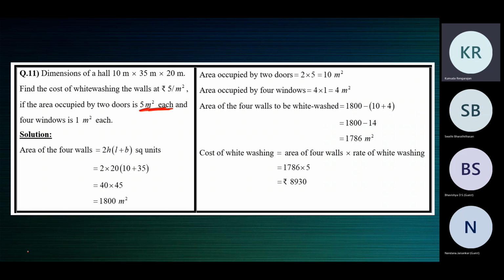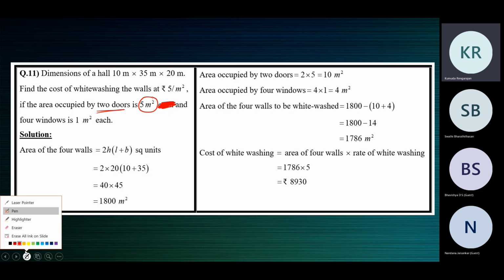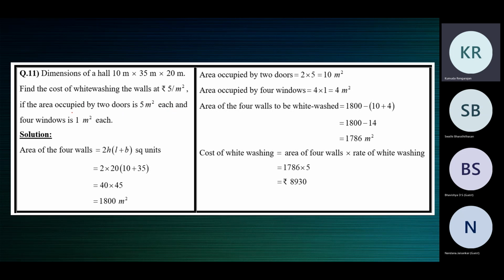If this word each was not given, suppose it was given that the area occupied by 2 doors is 5 meters square, that means by both the doors it is 5 meters square. This is the total area occupied by both the doors. But what is given here? It's given that the area occupied by 2 doors is 5 meters square each. So 1 door 5 meters square, 2 doors 2 into 5, 10 meters square.